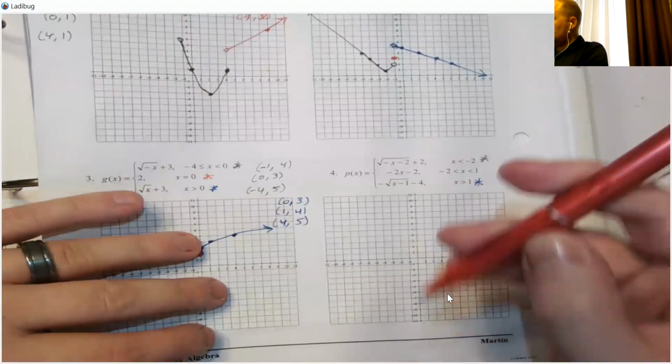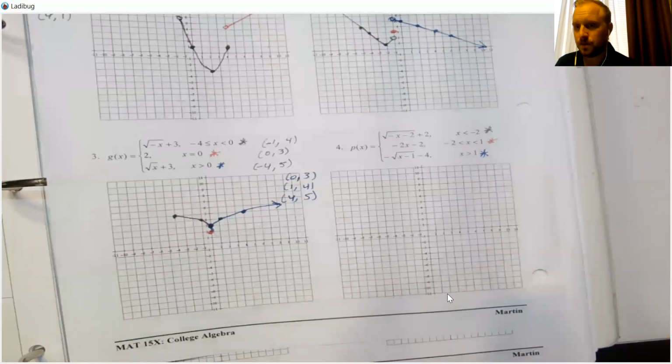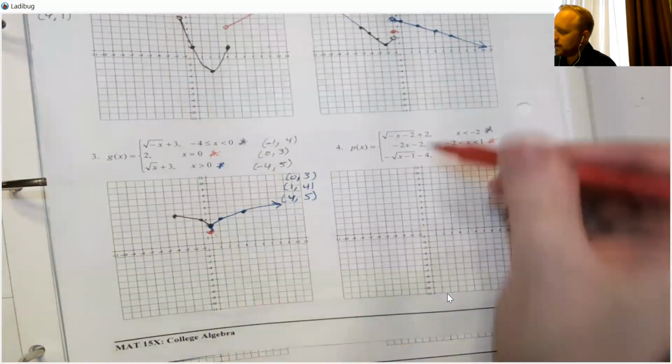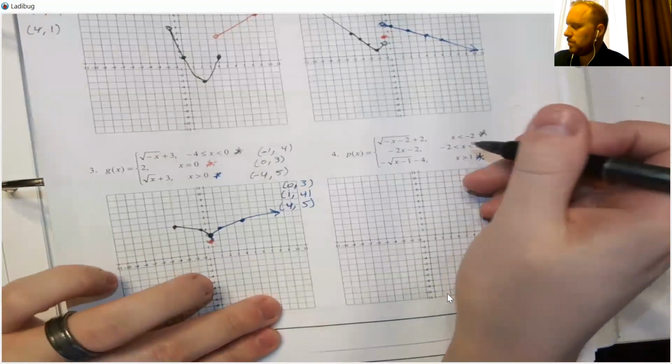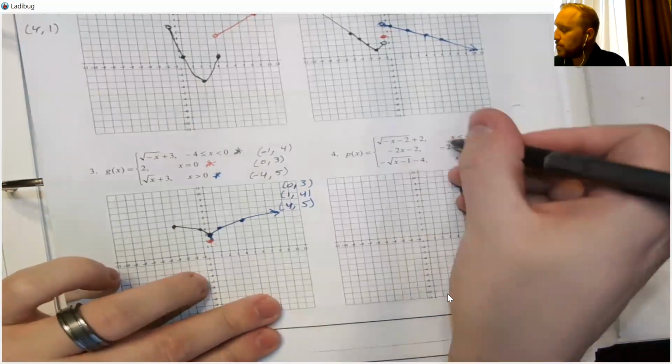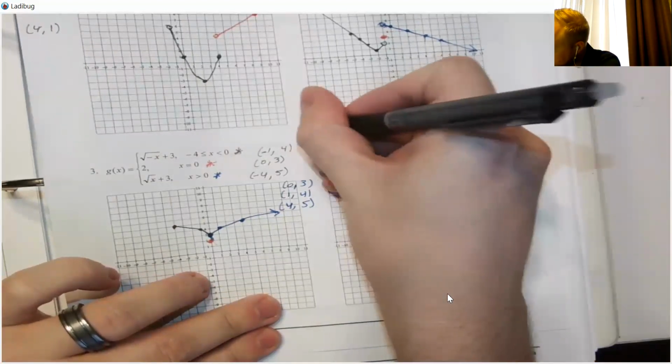This one's going to be blue, and then this one over here is going to be red. Okay, so we have a square root one. And when we graph this one, we're going to pick values that are less than -2. So I'm going to start with -2, and I know there's going to be an open dot there. So I'm going to pick values starting at -2, and I'm going to plug it in there.